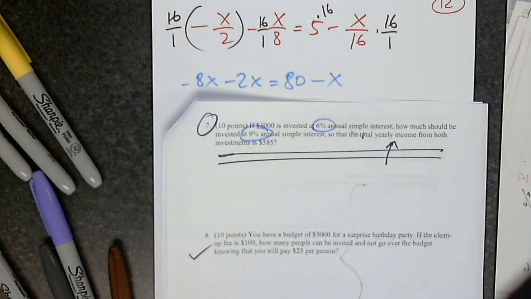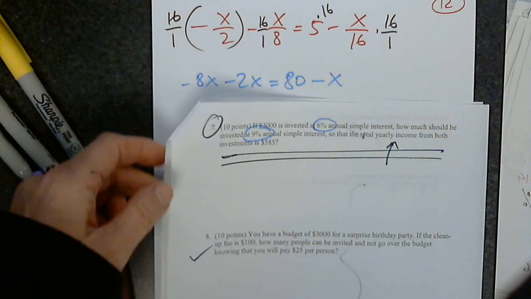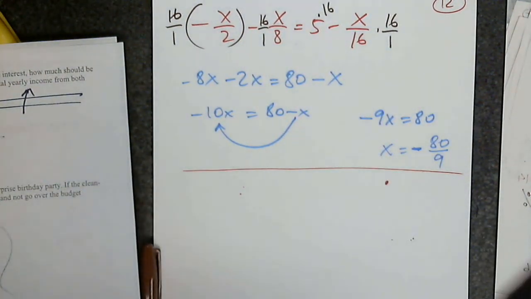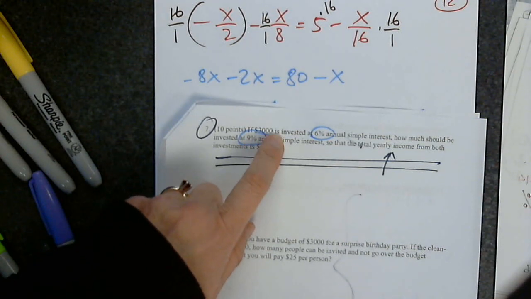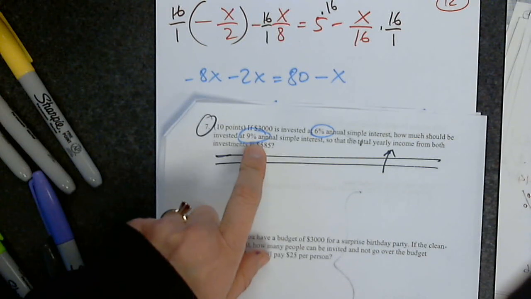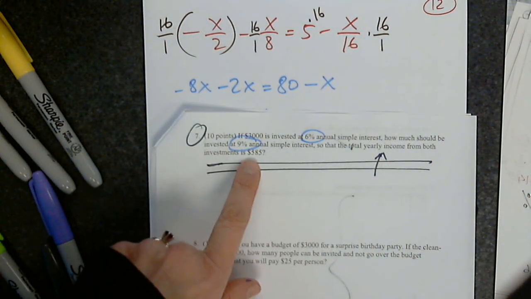This sounds impossible, right? Okay, so let me try to take it piece by piece, break it down in tiny little sentences. So we are told if $3,000 is invested, blah, blah, blah, how much should be invested at 9% annual simple interest so that the total yearly income from both investments is this?